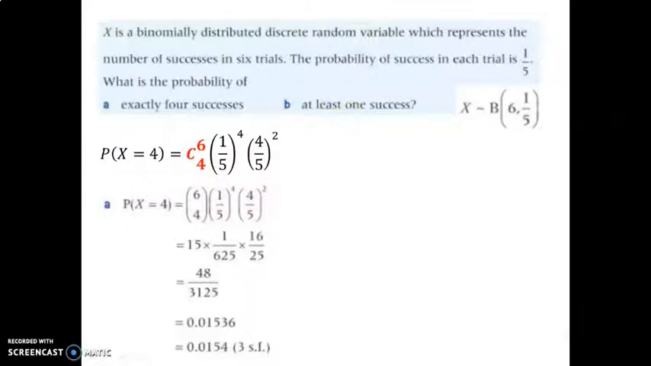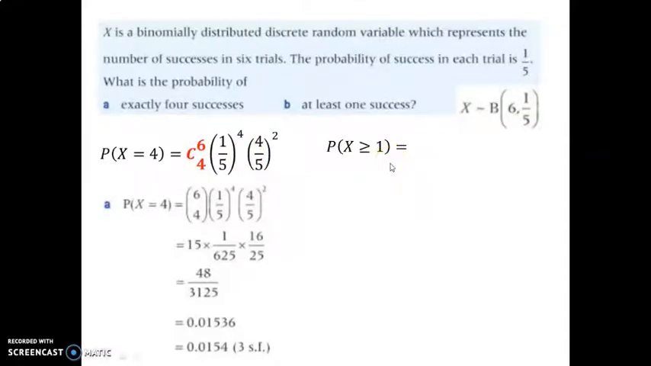So first of all, what does that mean? Write that as a probability statement. At least 1 success means this, greater than or equal to 1, because we want there to be 1 success or more, because it's at least 1. So 1 or 2 or more, etc. So we're looking for the probability x is greater than or equal to 1.